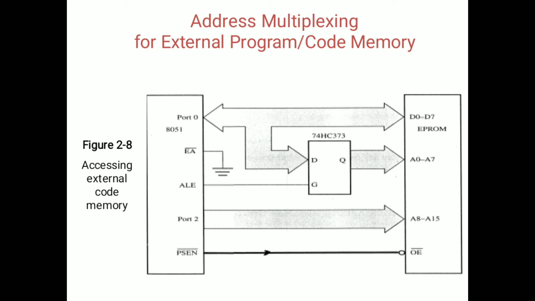Similarly we have port 2 pins. On port 2 we have the higher order address lines A8 to A15. Now if you want to connect external program or code memory, then the program status enable pin is connected to the external memory output enable pin.